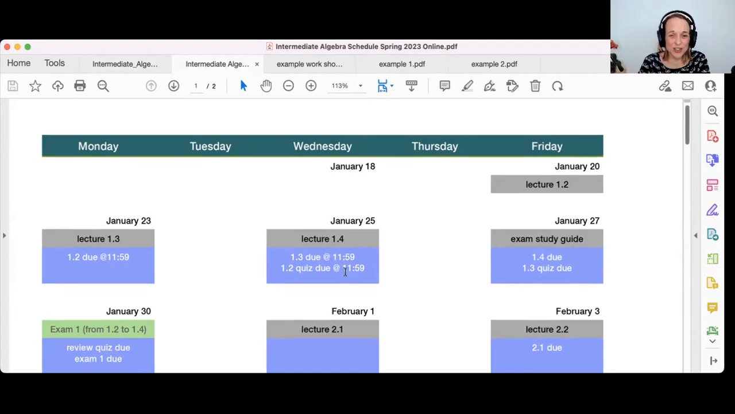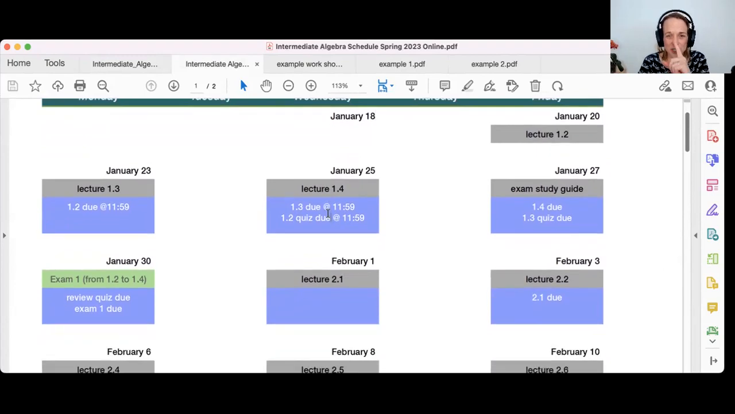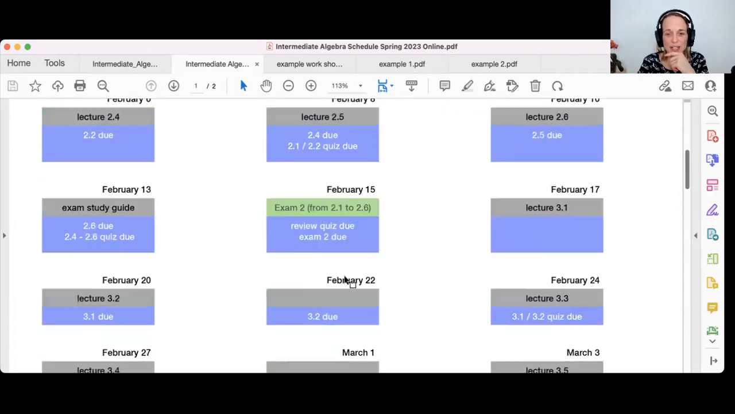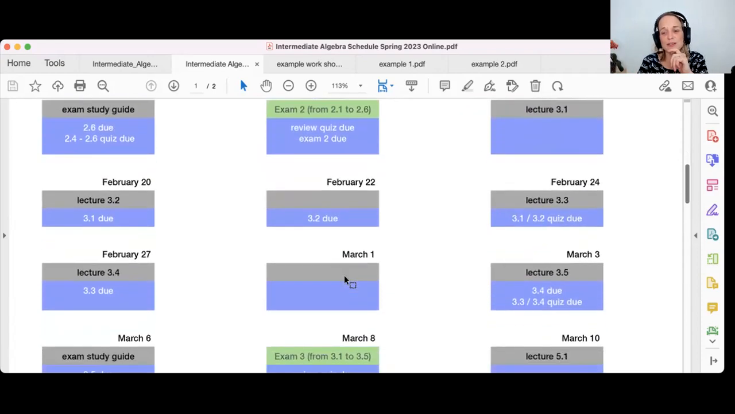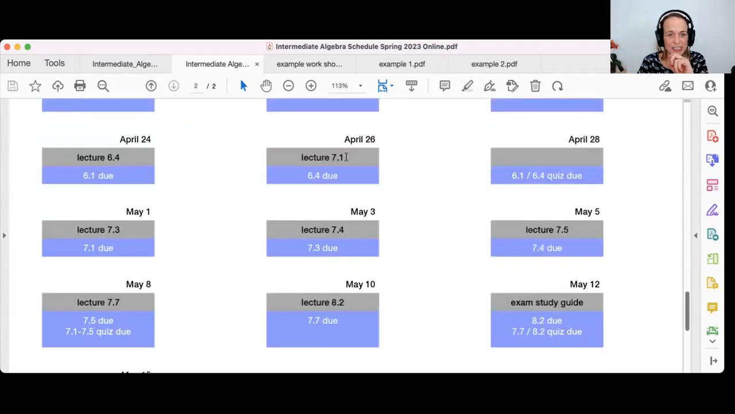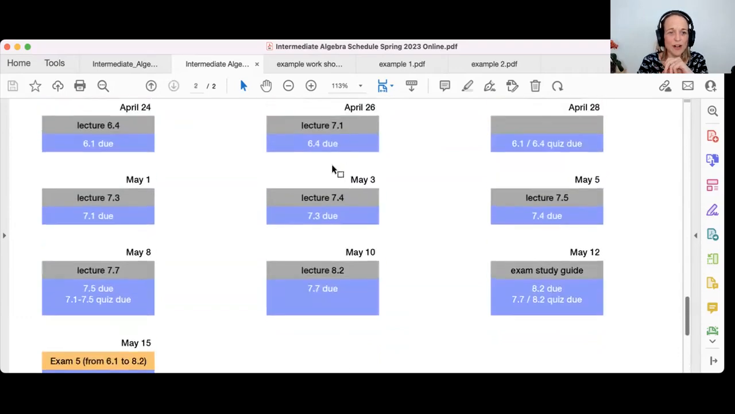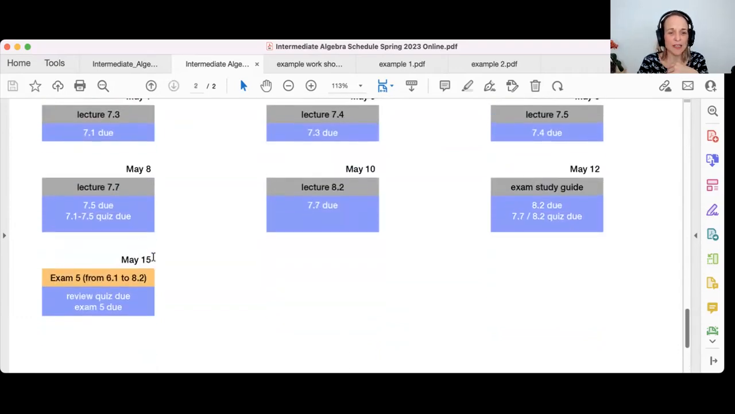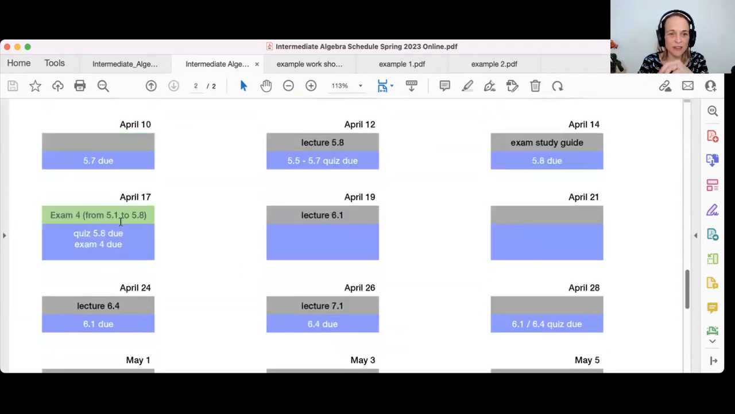What you need to note is just the purple boxes: when the assignment is due, when the quiz is due, and when the exams are due. This gray is just a suggestion. I'm not keeping track of that. Obviously, there is no way for me to. Pink means we're on a break. Email me if, say, your sister's getting married on April 17th. I'll say, okay, I will open the exam for you on April 14th. I'm here to make sure you succeed.